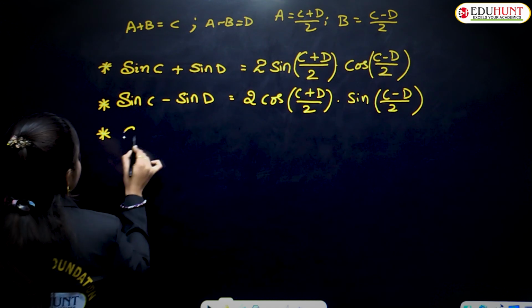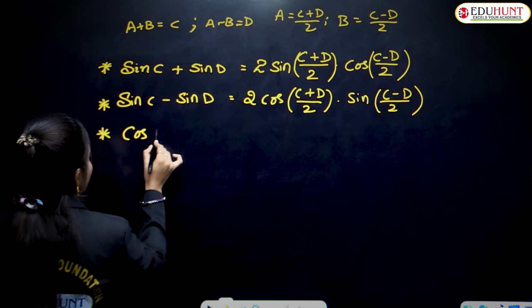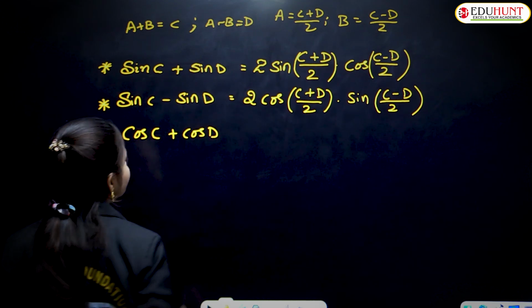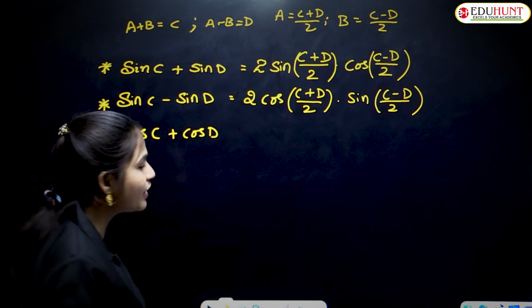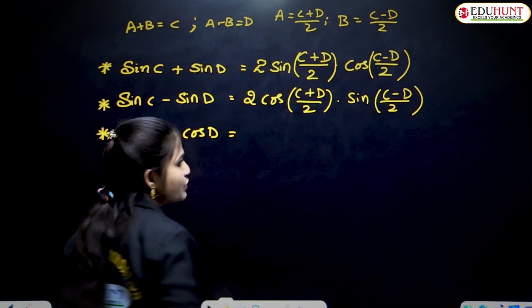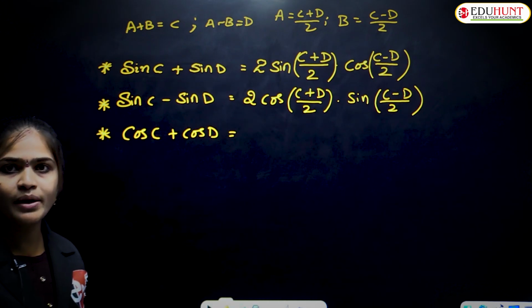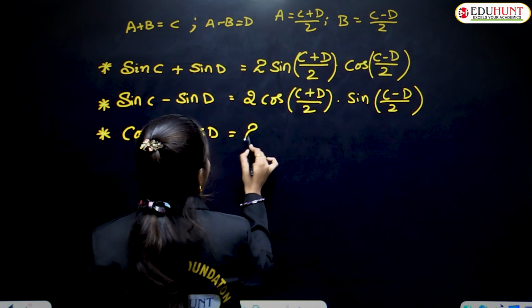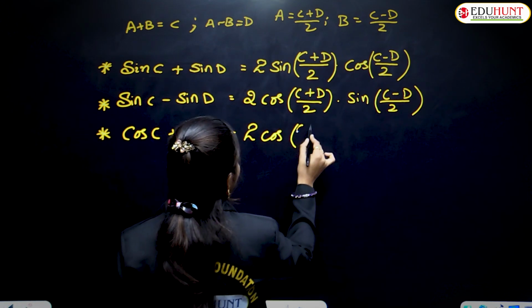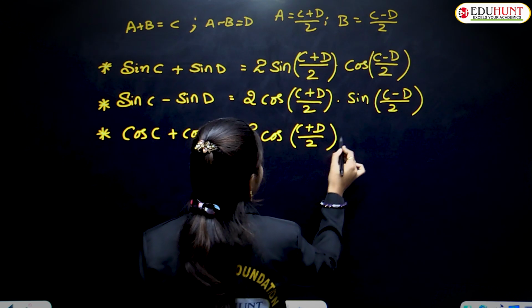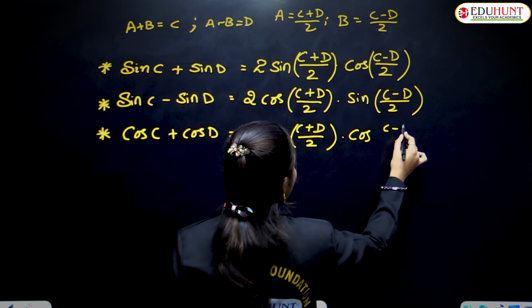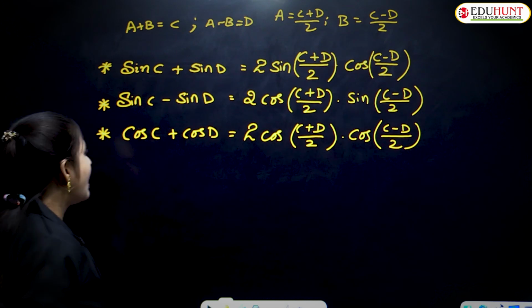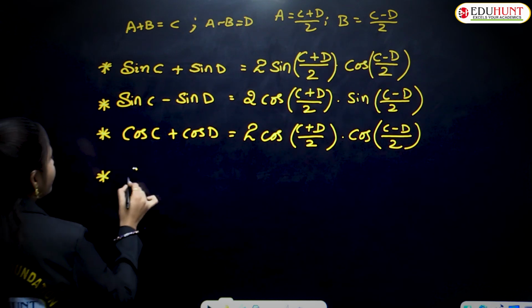The next formula is cos of A plus B plus cos of A minus B, which is equal to, so cos of (A plus B) plus cos of (A minus B), what do we get? 2 cos A cos B. So 2 cos of (C plus D) by 2 cos of (C minus D) by 2. So this is the third formula. Understand?